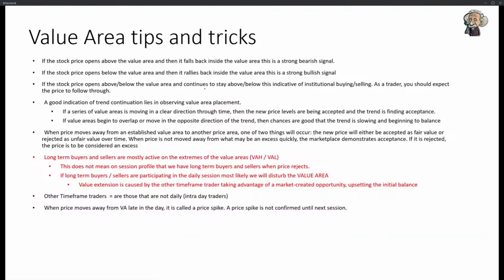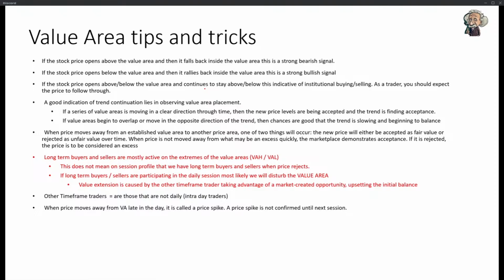If the price is opening above value and then it falls back inside the value area, it's a pretty bearish signal, and usually that drives the 80% rule down. When you open below the value and then rally back inside the value, that's a bullish signal, and that usually triggers 80% to the upside.